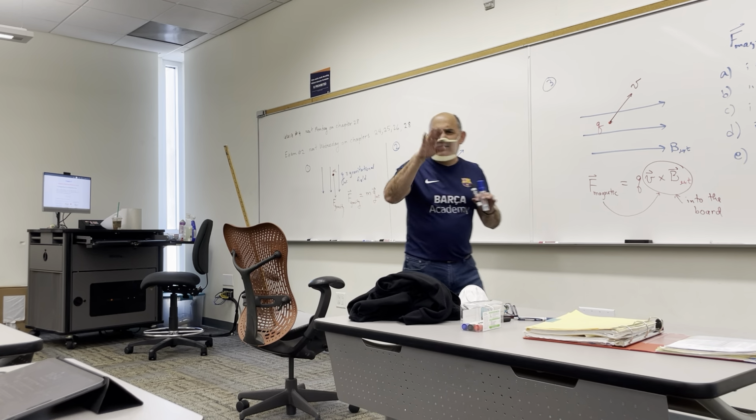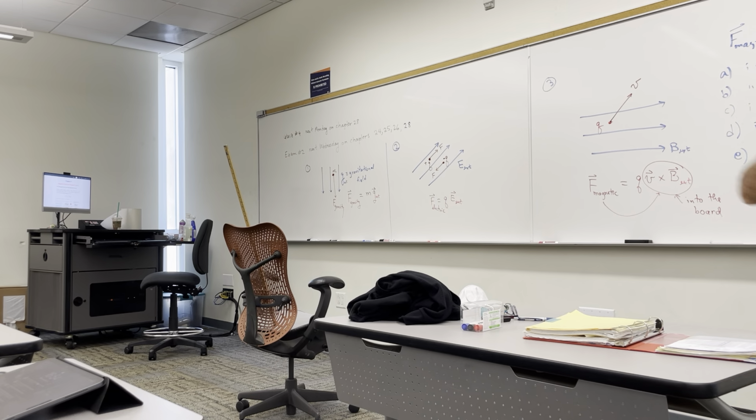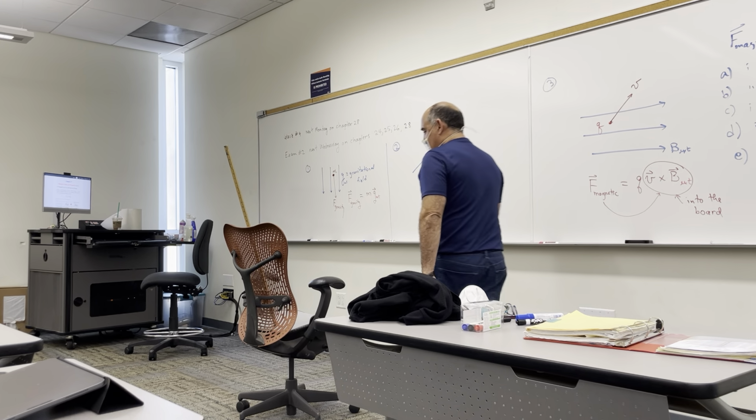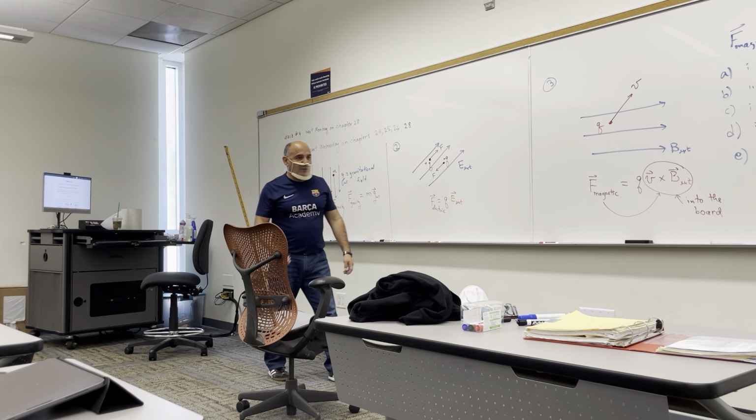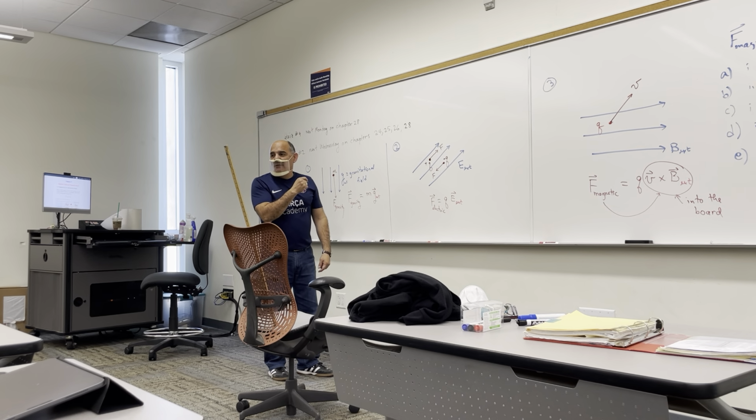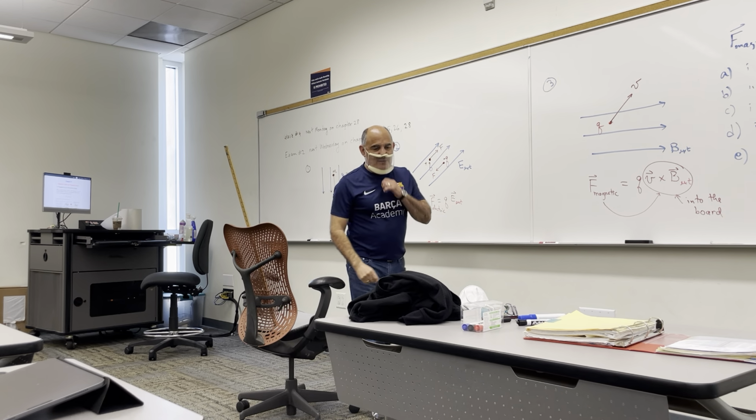Yes? And we can calculate the radius of the orbit and so on. What happens if instead the proton, instead of coming into this room traveling horizontally, suppose the proton goes into this room traveling at an angle, like this.